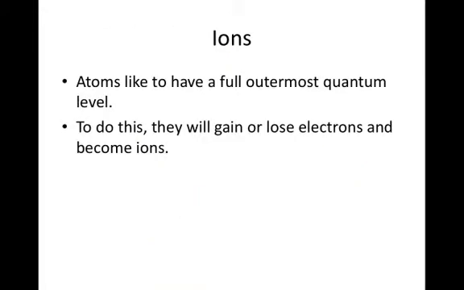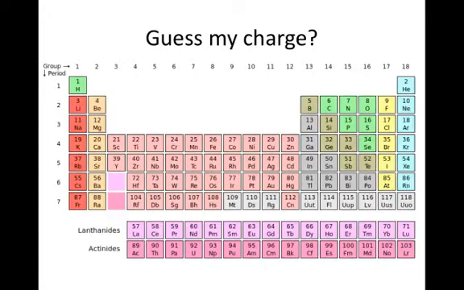Now, let's take a little sidetrack and talk about ions. We've learned about ions before. Let's talk about them a little more. Atoms like to have a full outermost quantum level. So whatever their outermost quantum level is, they want it completely full. It can be the first quantum level, second quantum level, whatever the outermost one is, they want that one full. To do this, they will gain or lose electrons and become ions.